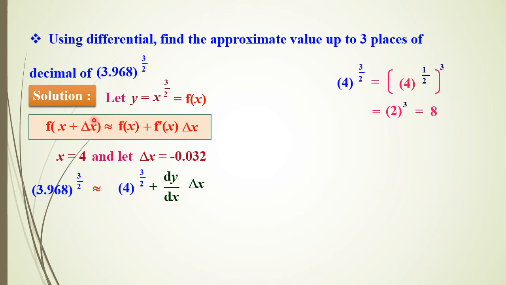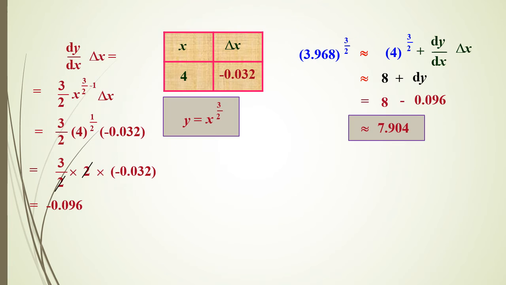Substitute both values in the standard form of this equation. Then you will be getting the approximate value of 3.968 whole raised to 3 divided by 2. Next, find out dy by dx into delta x. After finding the differentiation of this term, 3 by 2 x to the power 3 by 2 minus 1, delta x is written as it is. Next, 3 by 2 minus 1, after finding the LCM, it will be 1 by 2, x in the sense 4, delta x in the sense minus 0.032.